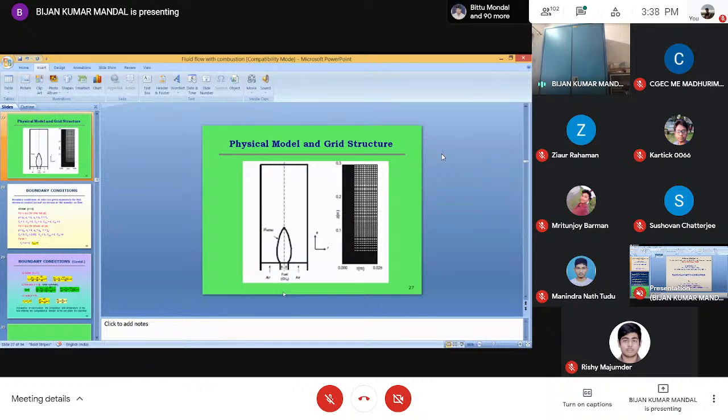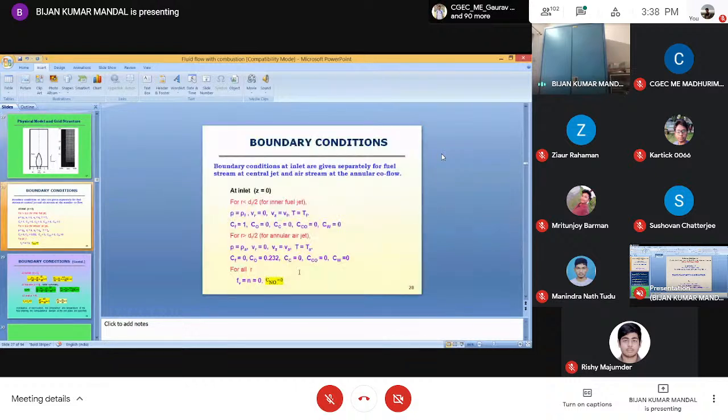I mean, there will be no variation after that. So Z is equal to 0. Out of that, there are 2 R, that is the inner R, through which the fuel is entering, and beyond that, the air is entering. So you can see, R is equal to dF by 2, that is the inner fuel jet. So here, the fuel is entering.